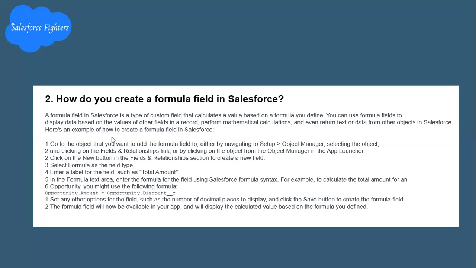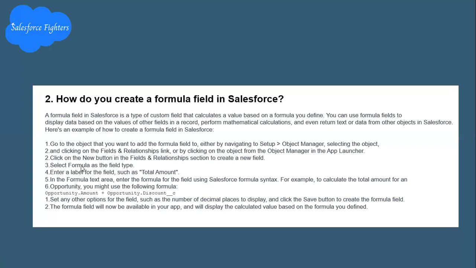Here is an example of how to create a formula field in Salesforce. First, go to the object that you want to add the formula field to, either by navigating to Setup, Object Manager, selecting the object. Second, click on the Fields and Relationships link, or by clicking on the object from the object manager in the app launcher.